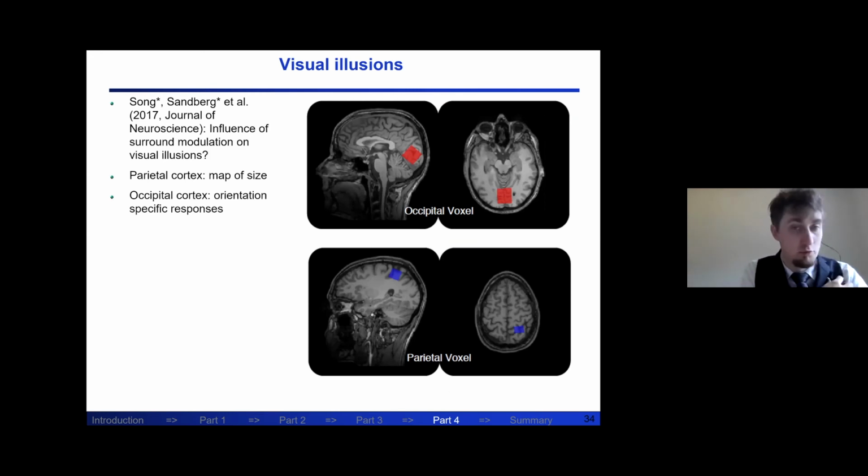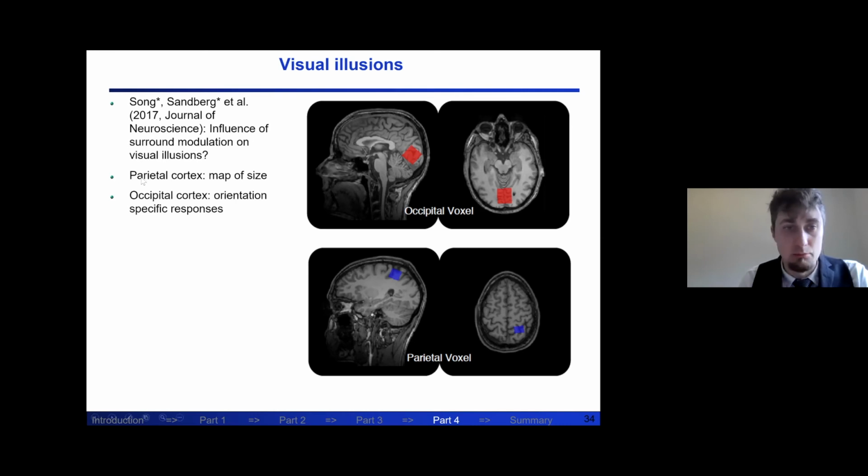Now we moved on then to visual illusions in another spectroscopy study. This was published with Chen Song, myself as the first authors, in Journal of Neuroscience. And we wanted to examine the influence of surround modulation on visual illusions, and that somewhat indirectly, but since it's GABA spectroscopy, GABA is the inhibitory neurotransmitter, we thought that would be a reasonably good index.